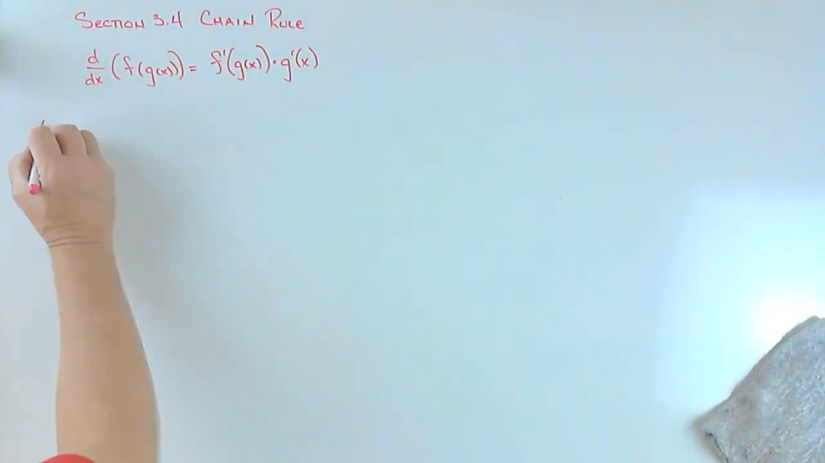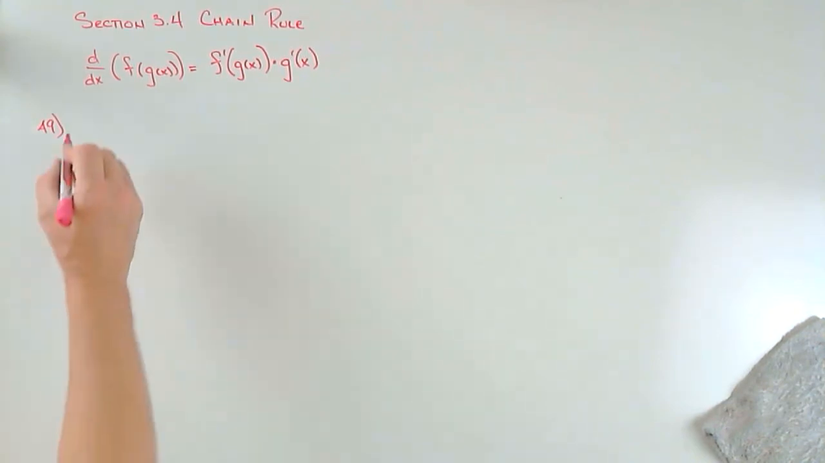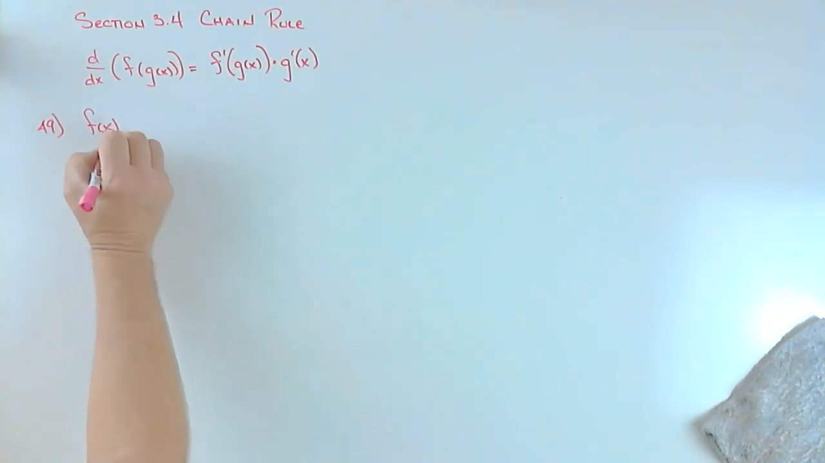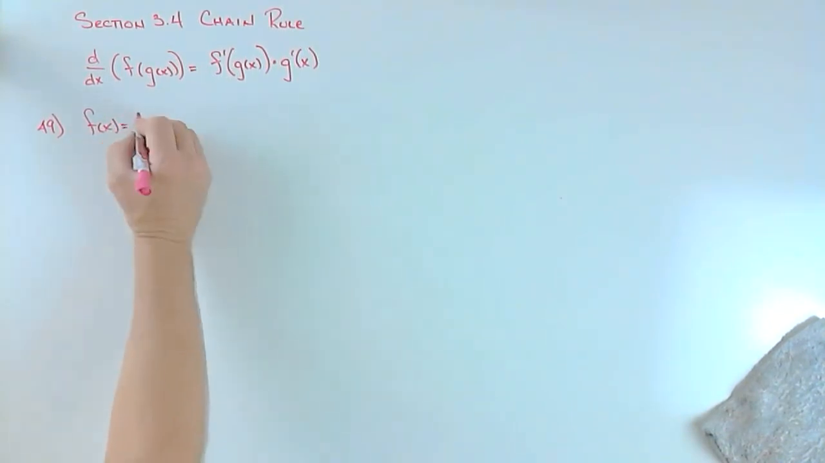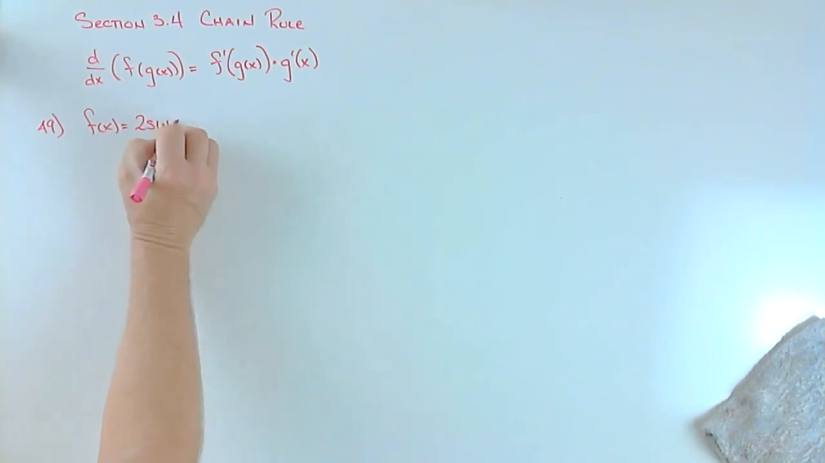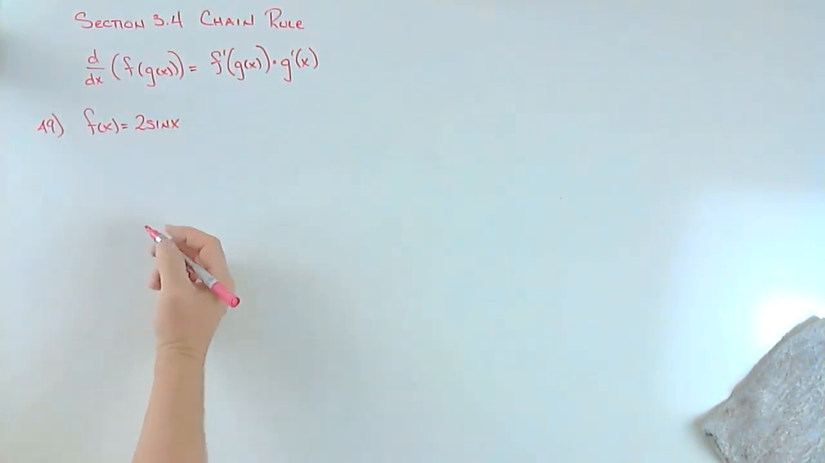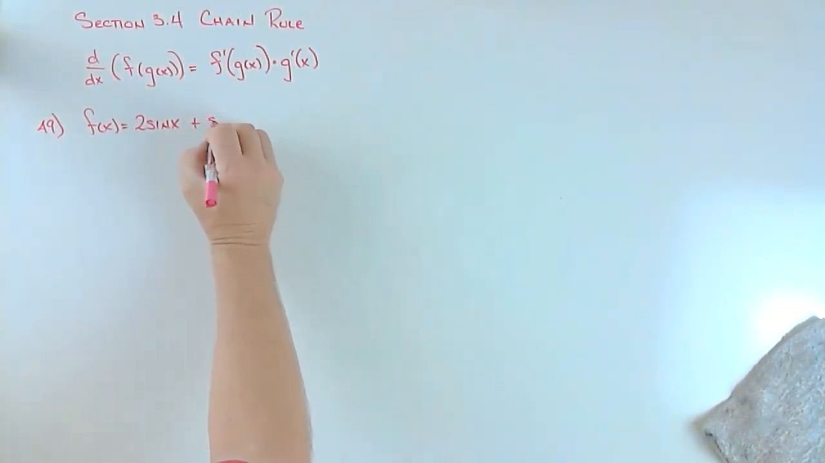Okay, if we skip down to problem 49, we take a look down here at problem 49. What does problem 49 say? Again, it's got words, right? And they're the same words we've seen before. Find all the points on the graph of the function where the tangent line is horizontal. So this gives us f of x equals 2 sine x plus sine squared x.